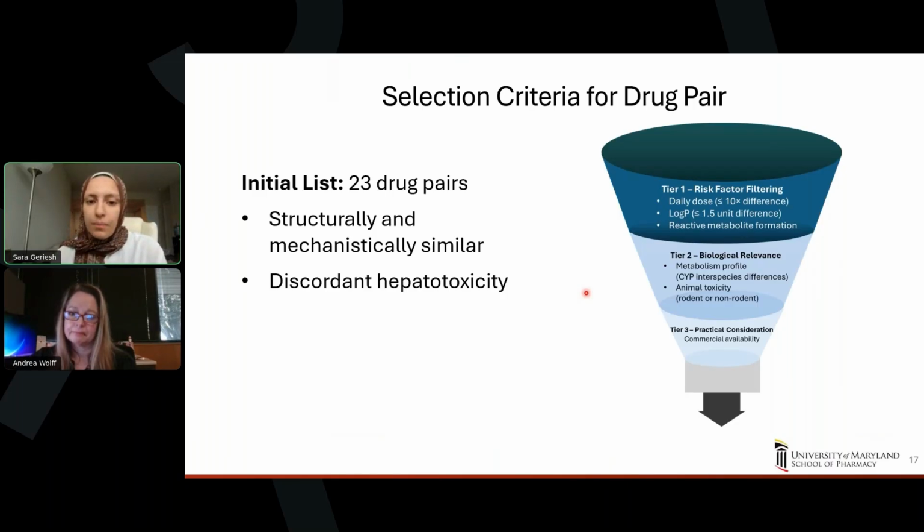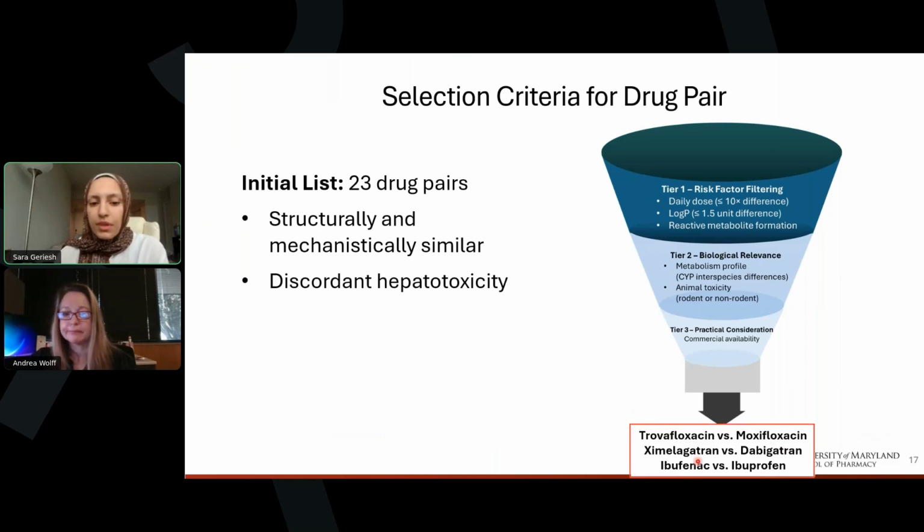And the other tiers excluded drugs that were metabolized by different interspecies differences in CYPs and different animal toxicities. And finally, the commercial availability of these drugs was considered as well.